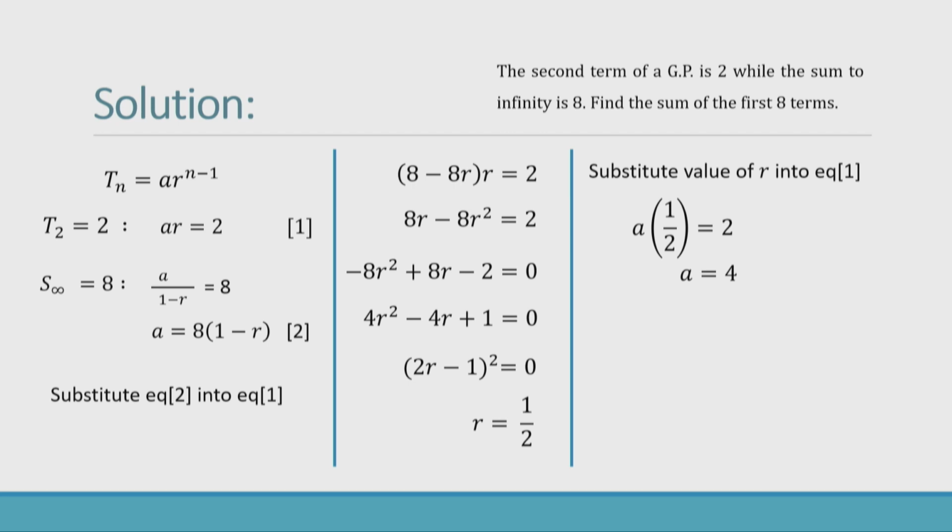Now I need to find the sum of the first 8 terms. So here r is half. I will use this formula since r is less than 1. I replace r by half and a by 4 to get S8, which is equal to 7 31/32.